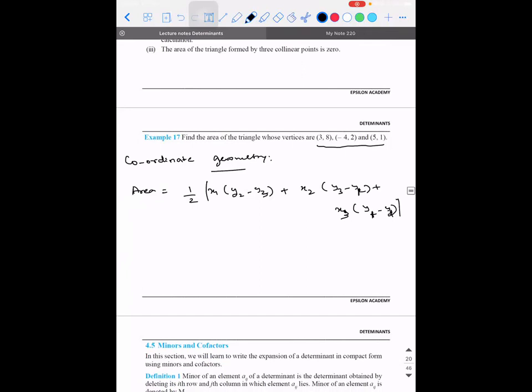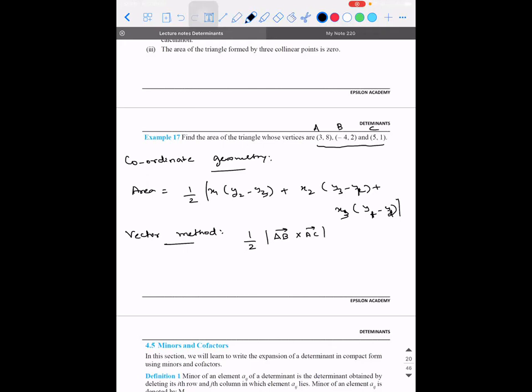So we also have learned the same thing using vectors. Did we learn or not? So if I take this point as A, B, C, then what is the area of the triangle formed by the points A, B, C, where A, B, and C are the position vectors of them? Don't say you forgot. Half into magnitude of AB cross AC.